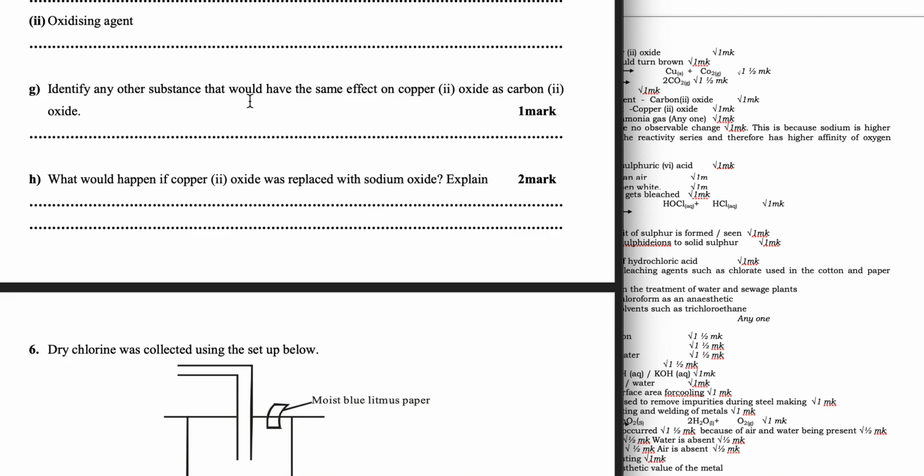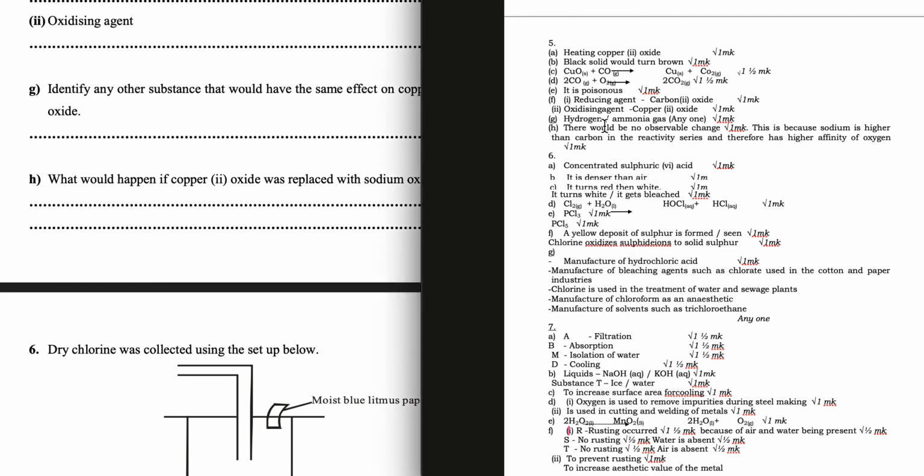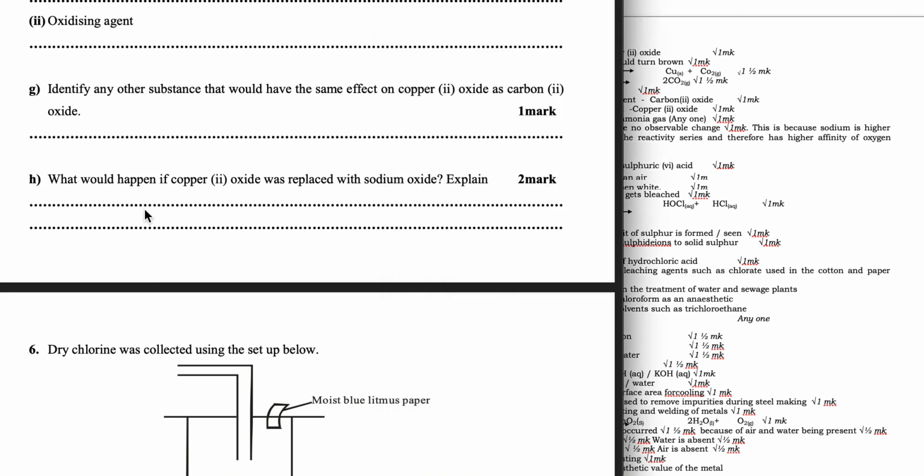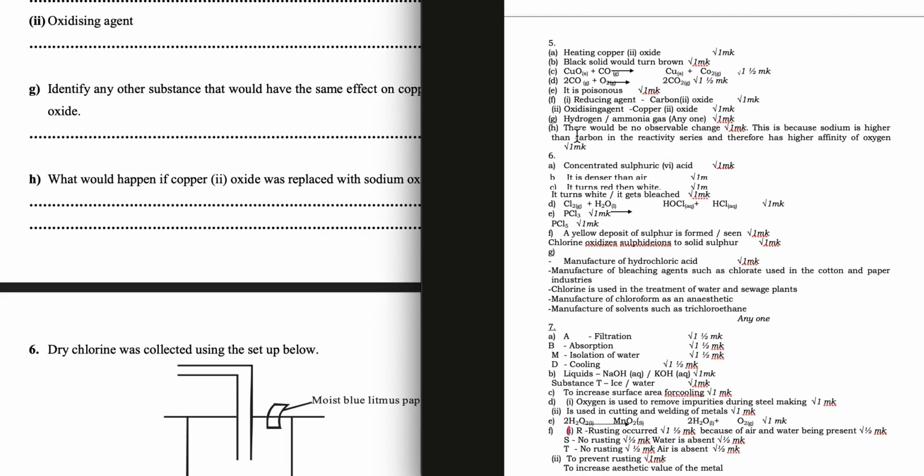Identify any other substance that will have the same effects on copper dioxide as carbon dioxide. Hydrogen, or you can just say ammonia gas. What would happen if copper dioxide was replaced with sodium oxide? Explain. There would be no observable change. This is because sodium is higher than carbon in the reactivity series and therefore has higher affinity for oxygen.